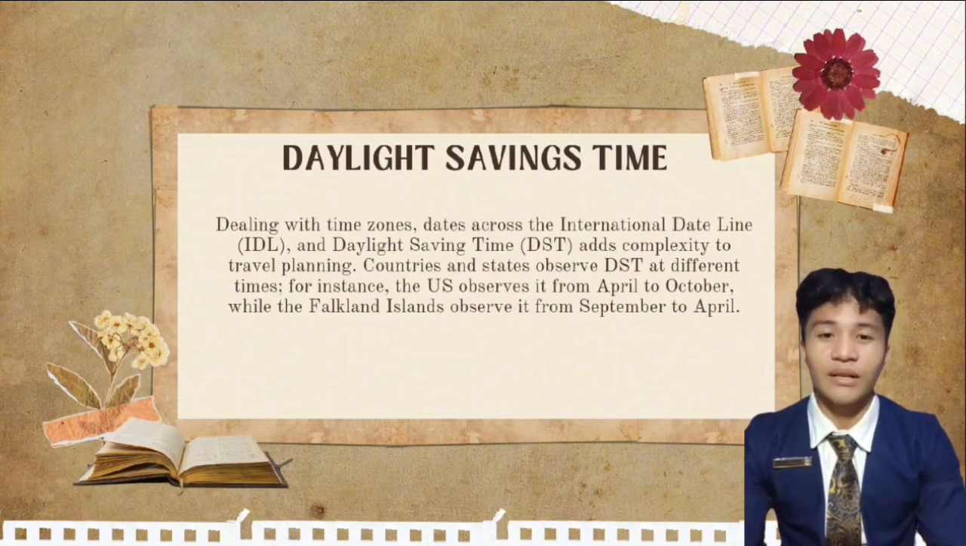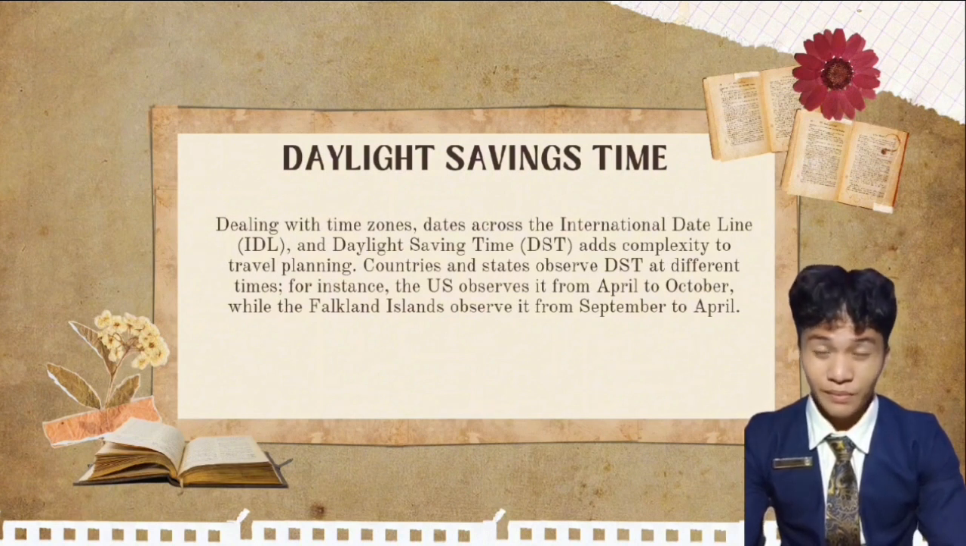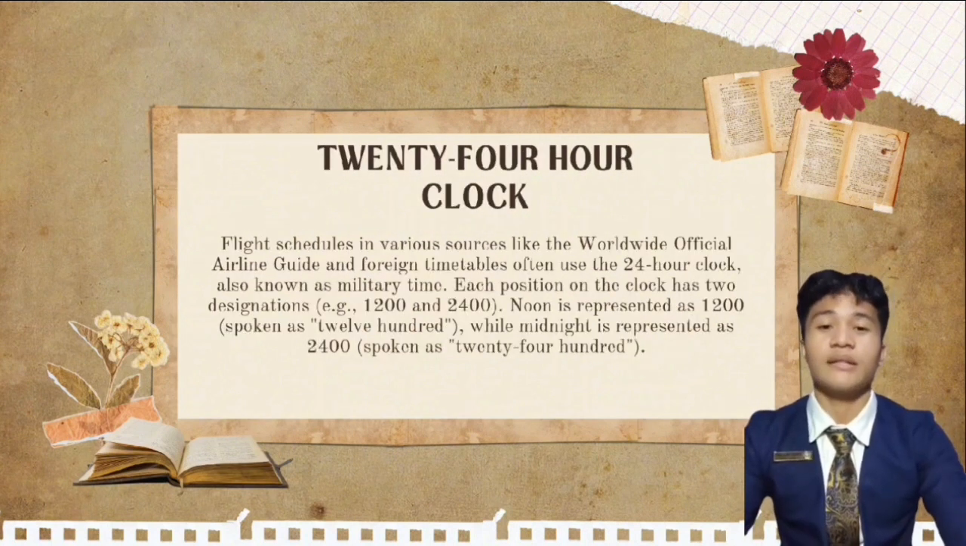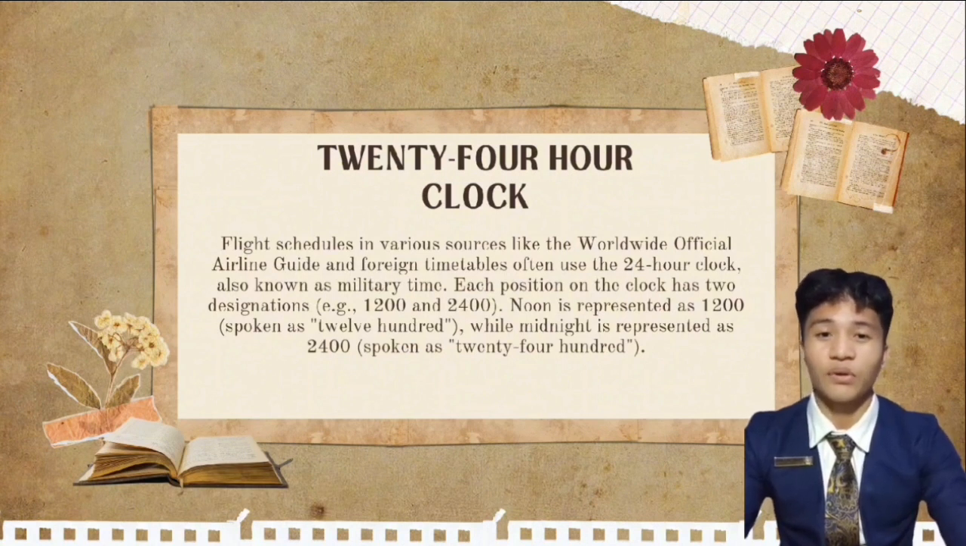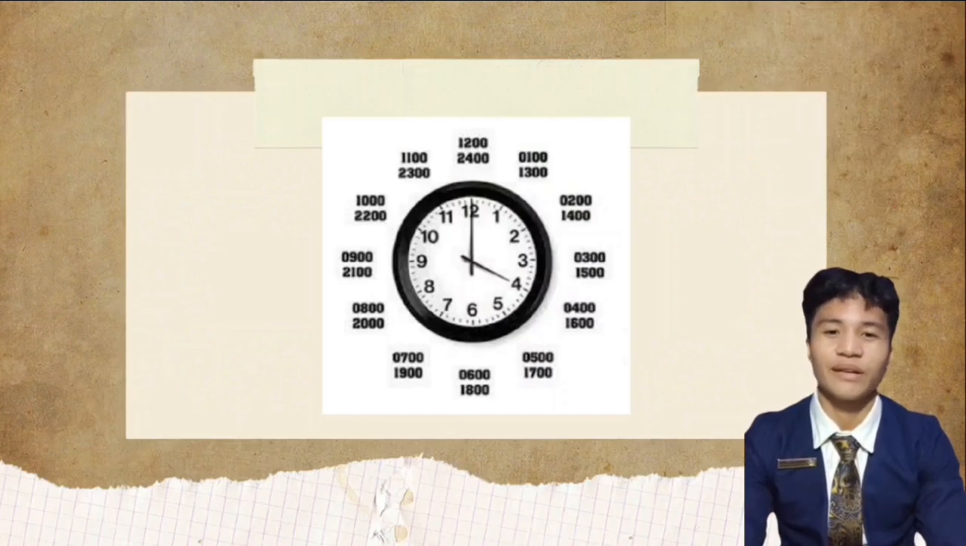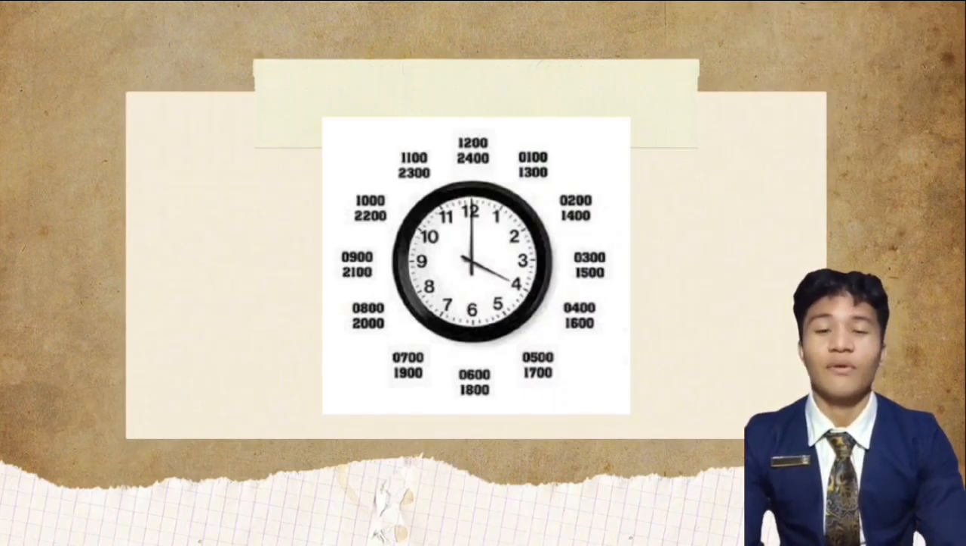Daylight saving time, juggling the time zone, crossing the international date line and the daytime zone, and observing the DST difference in time, for instance, for the US, April to October, Falkland Islands from September to April. 24-hour clock, it is the official airline guide, typically used for 24 hours, and it is like the military clock. And this is the example on the last slide, which shows the 24-hour clock is the same as the military time that we usually know.